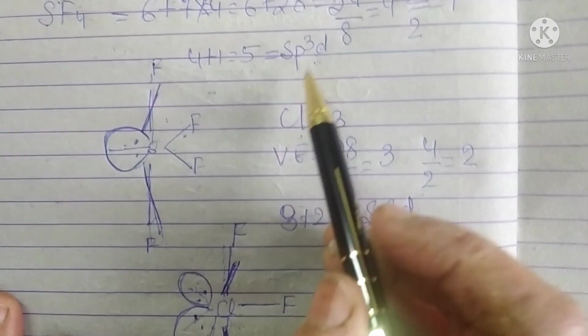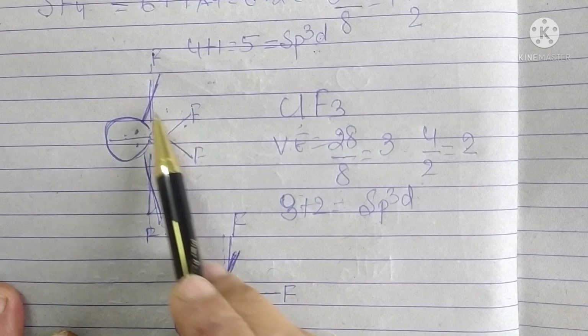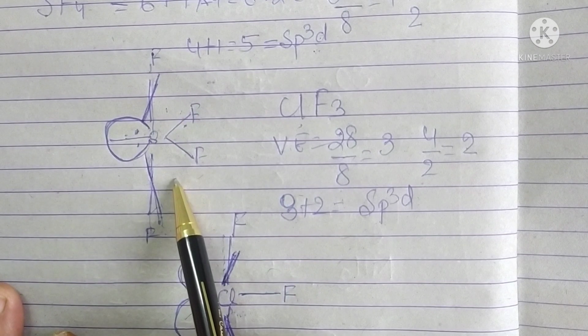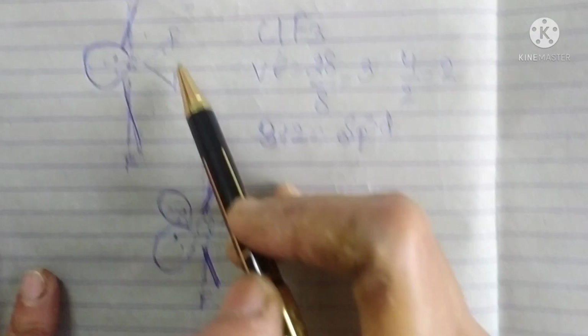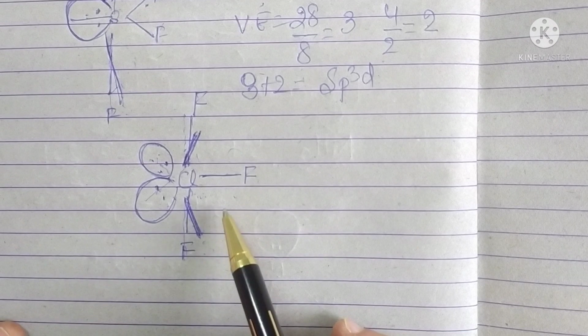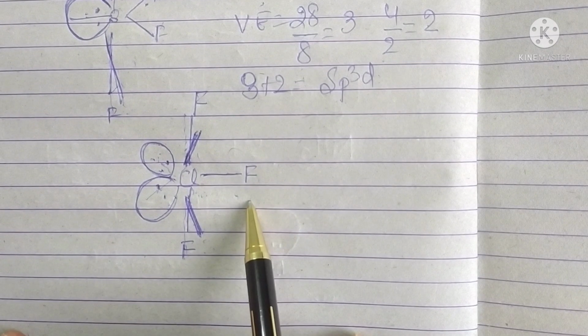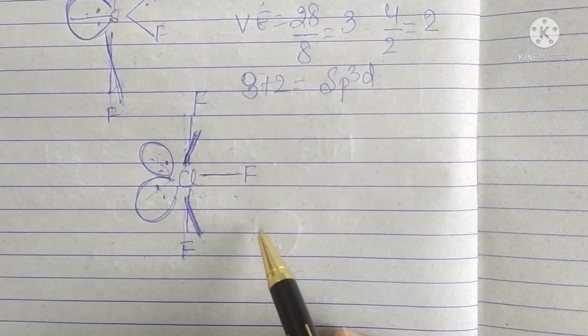Similarly in this case also you can see, because of the presence of lone pairs of electrons, these bonds are becoming bent. So the shape of the molecule, instead of being seesaw, is bent seesaw. In this case also it is bent T shape. So this is the way to apply the hybridization concept and find out the shape of the molecule on the basis of hybridization, lone pair and bond pair.